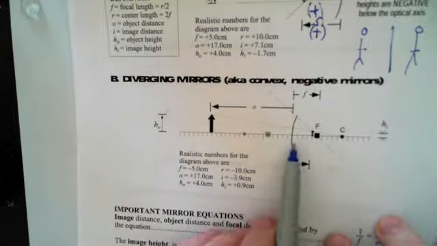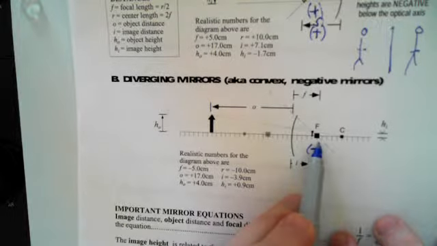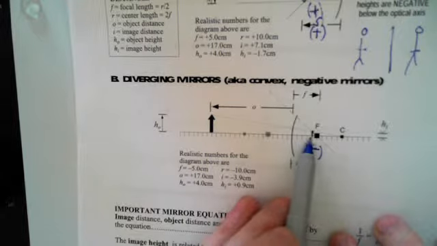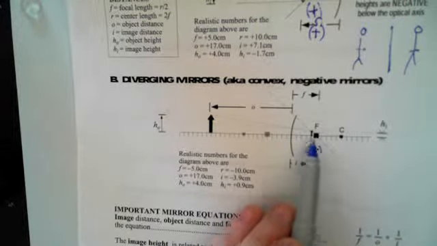For diverging mirrors, the focal length is always negative, and it's always on this side of the mirror. Always, always, always. Your image will always have the same properties, and we'll talk about that in a second. But it's always going to be virtual, always going to have a negative distance to it. All right, let's look at, pull out your ray diagrams for me, please.